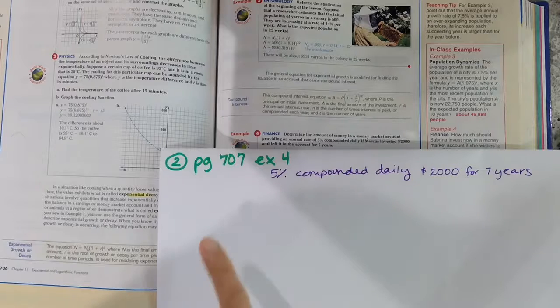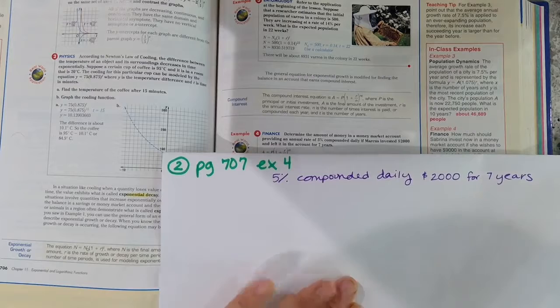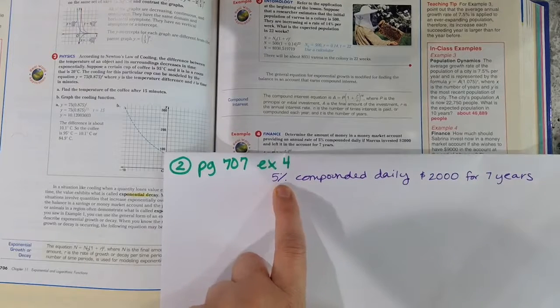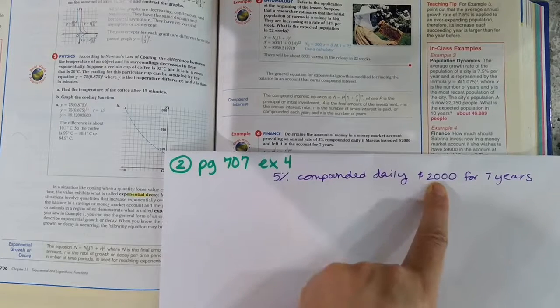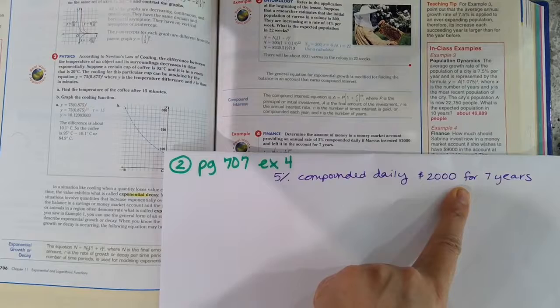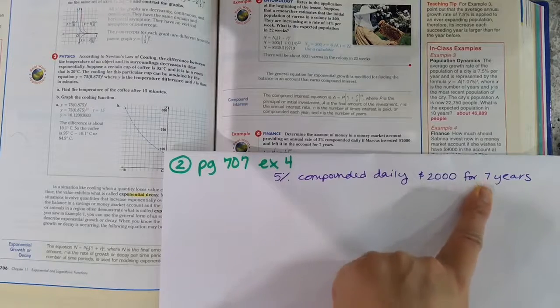Okay, so our next example is on page 707, and it's example 4, and it says, determine the amount of money in a money market account providing an annual rate of 5% compounded daily if Marcus invests $2,000 and leaves the money in the account for 7 years.